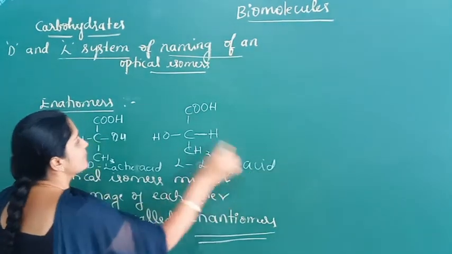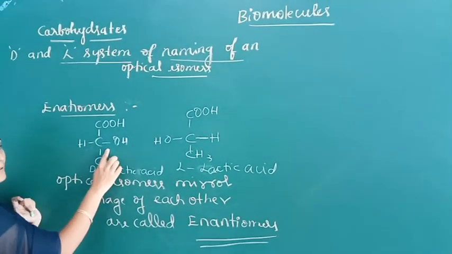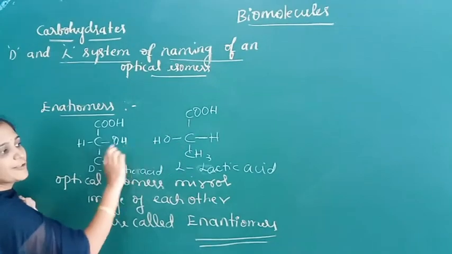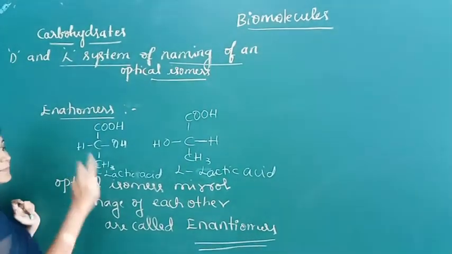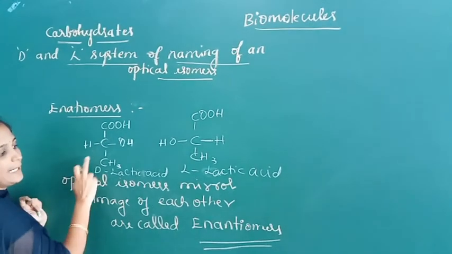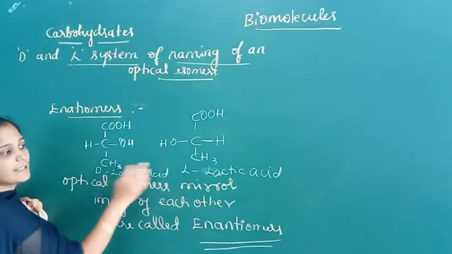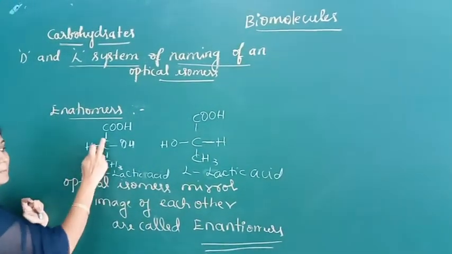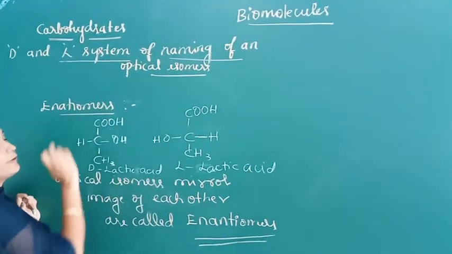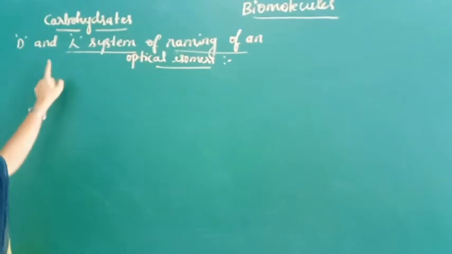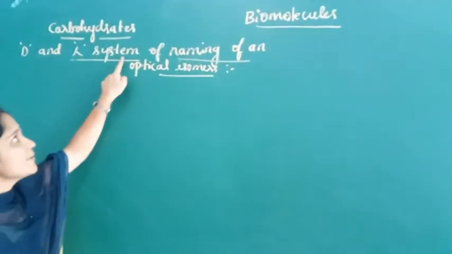So these two are optical isomers and they are mirror images of each other, called enantiomers. Enantiomers means optical isomers that are mirror images of each other. An example is D-lactic acid and L-lactic acid, which are enantiomers. Coming to the topic: the D and L system of naming of optical isomers.